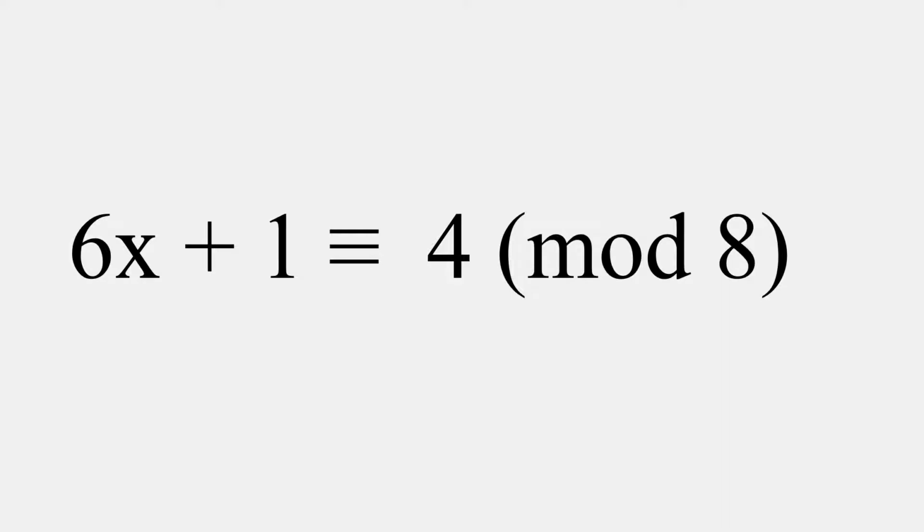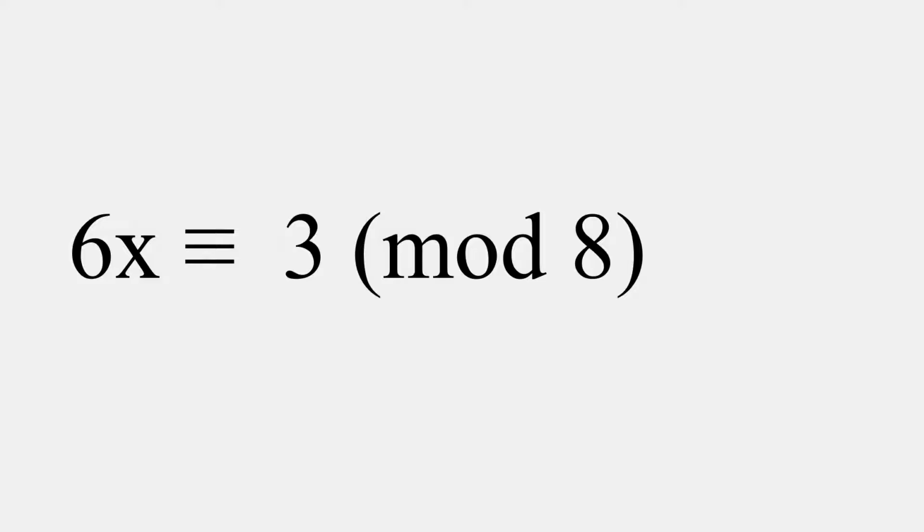Now let's look at a problem that won't run as smoothly. 6x + 1 is congruent to 4 in mod 8. In an attempt to get x alone, you must first subtract 1. The result of this is 6x is congruent to 3 in mod 8, and so now we will look at our mod chart to see if we can find any congruencies.